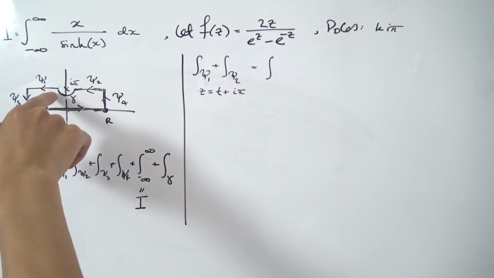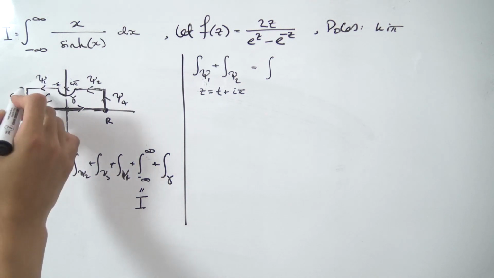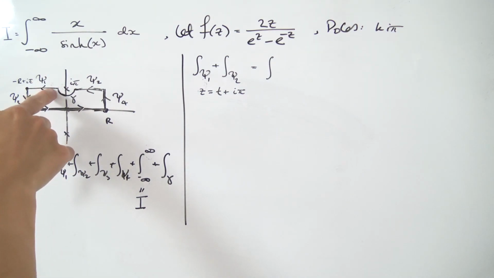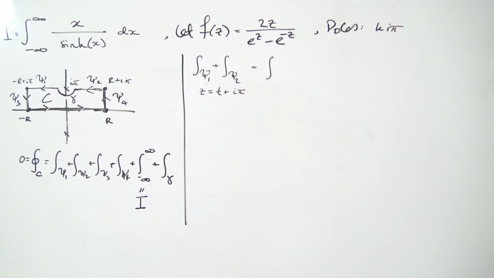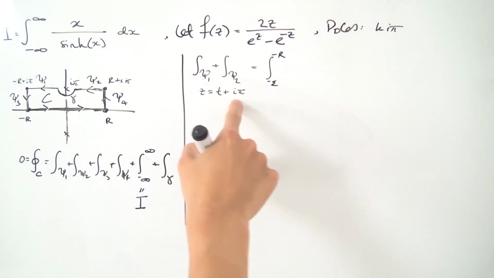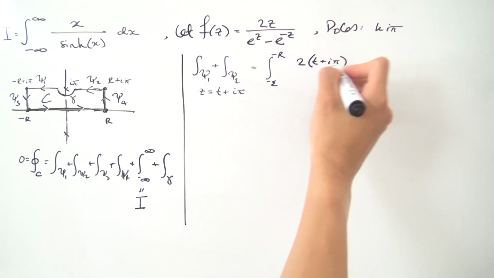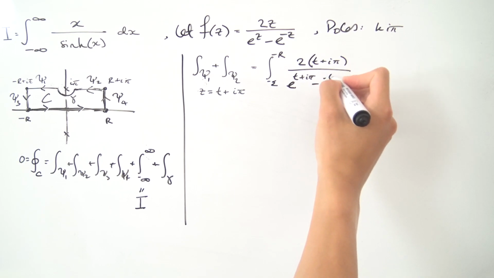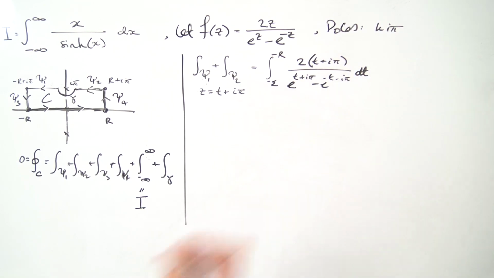So for psi 1, we're going to start at some minus epsilon over here, and then go out to this corner. So this corner is minus r plus i times pi, and we're just going to start a little epsilon away from i pi. And this corner out here, that's also r plus i pi. So we're going to go from minus epsilon to minus r, and we're going to plug this parameterization into our function. So that's going to be 2 times t plus i times pi divided by e to the t plus i times pi minus e to the minus t, and then we also have minus i times pi. And then dz was equal to dt.